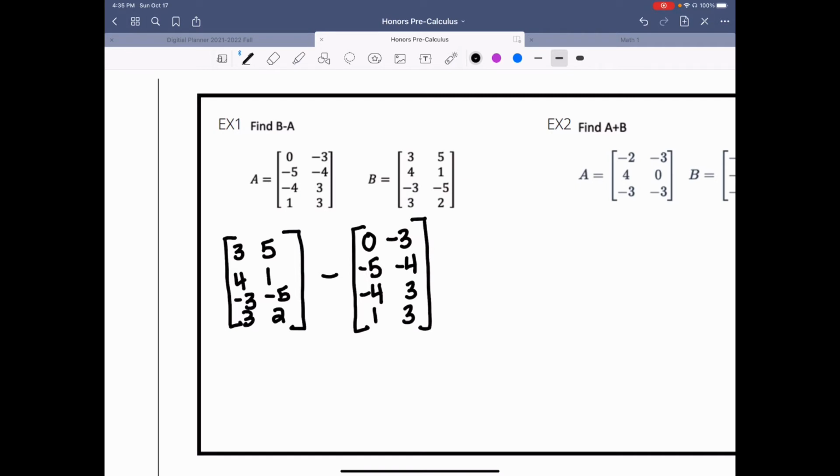All right, so we're going to start with 0 minus 3. So I'm going to write my new matrix as I'm subtracting. So 0 minus 3 gives me -3. Then I have 5 minus negative 3. So 5 minus negative 3, that's going to be 5 plus 3, which is going to be 8. Then I have 4 minus negative 5. So that's going to be 4 plus 5, which is going to give me 9.